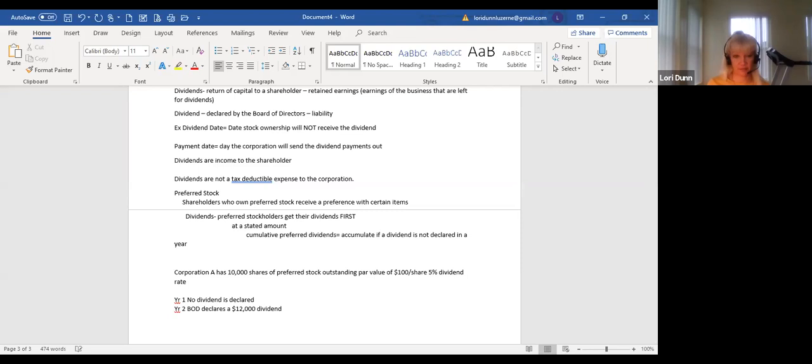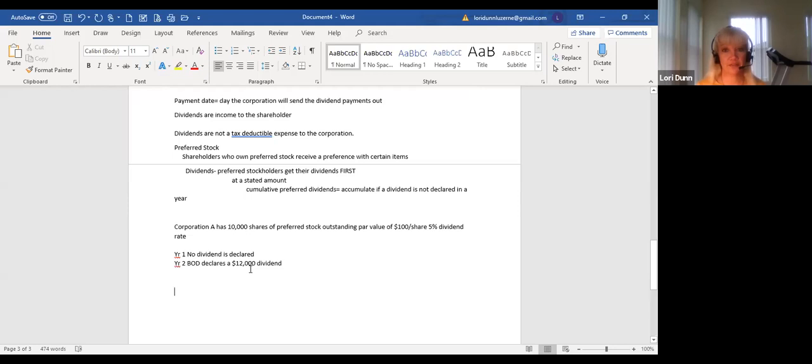What does the corporation do? Well, first of all, have the preferred shareholders received all of their dividends through the dividend declaration date here, year two? And the answer is no. So they're going to ask, how much haven't they received that they should have each year? Well, 10,000 shares times $100 par value times 5%.